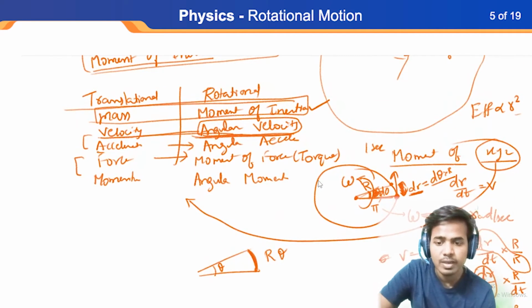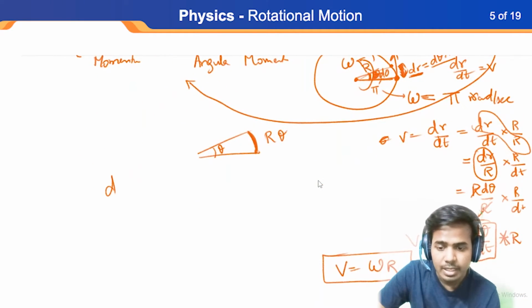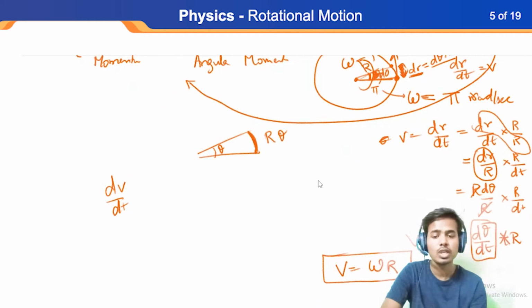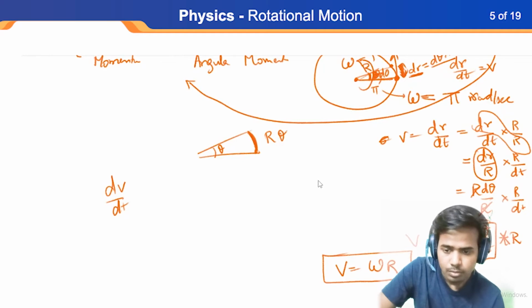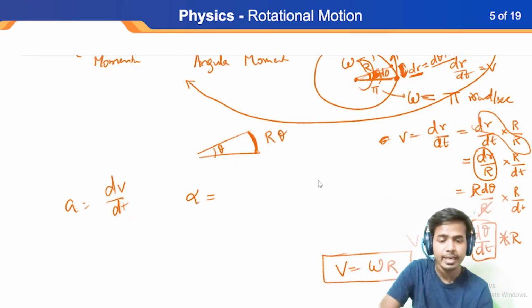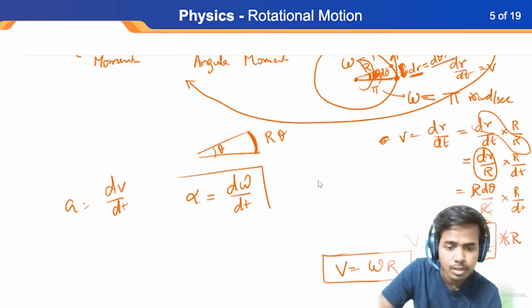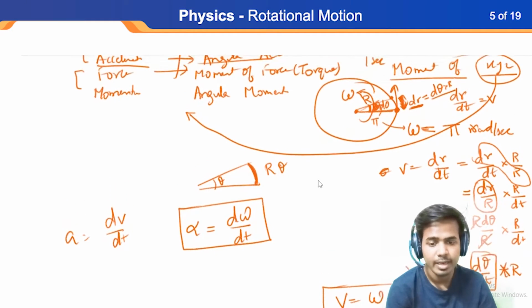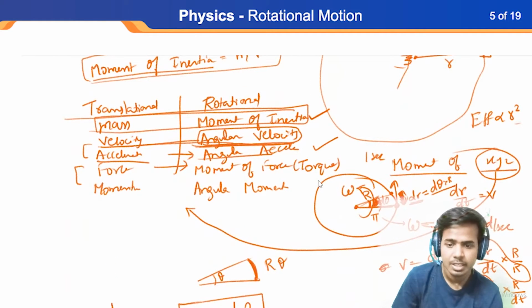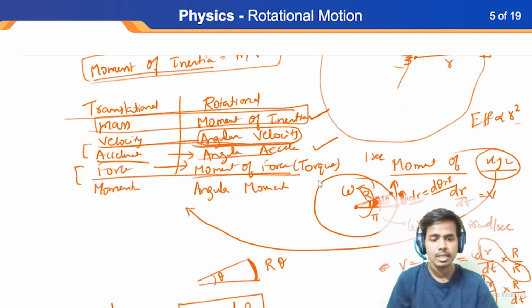In the same manner, we can define acceleration and angular acceleration. Acceleration was defined as dv by dt, the rate of change of velocity, or the change in velocity per unit time. In the same manner, angular acceleration alpha is defined as the rate of change of angular velocity, or the change in angular velocity per unit time. This is called angular acceleration.